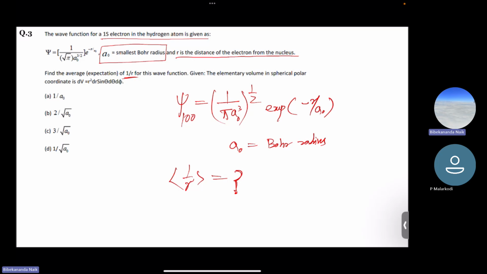So let's start. So we know in quantum mechanics, the quantities that we calculate are the expectation or average values of those quantities. So according to the formula, the expectation value of 1 by r will be integration 1 by r psi star psi, mod square dV, and dV is given to us in spherical polar coordinates: r square sin theta d theta d phi dr.